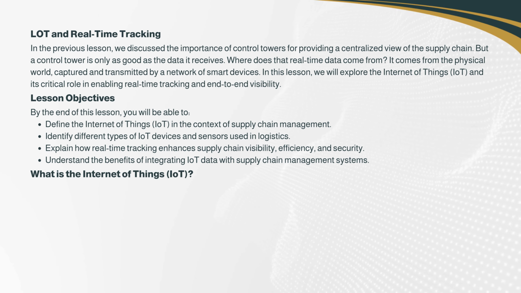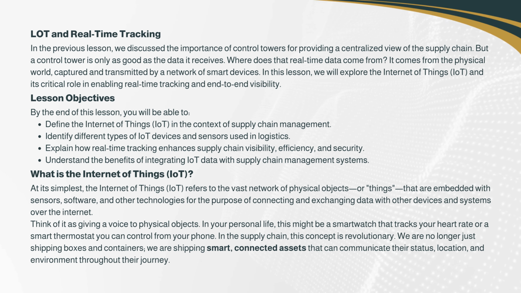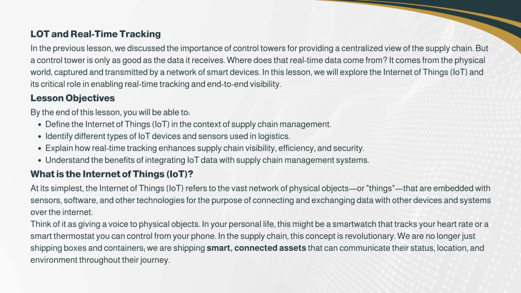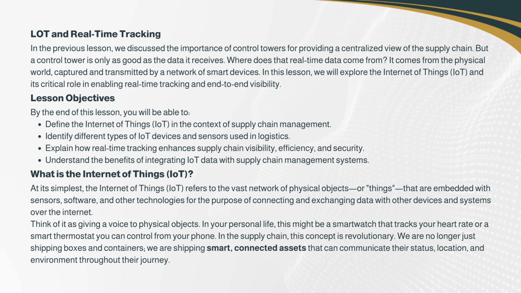What is the Internet of Things, IoT? At its simplest, the Internet of Things, IoT, refers to the vast network of physical objects, or things, that are embedded with sensors, software, and other technologies for the purpose of connecting and exchanging data with other devices and systems over the Internet. Think of it as giving a voice to physical objects.